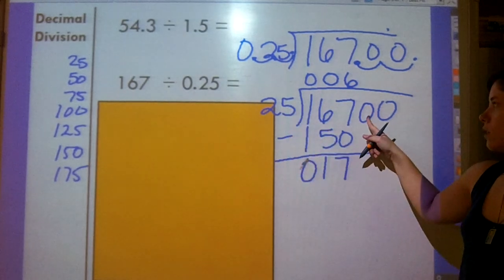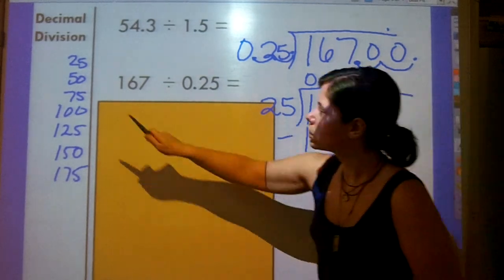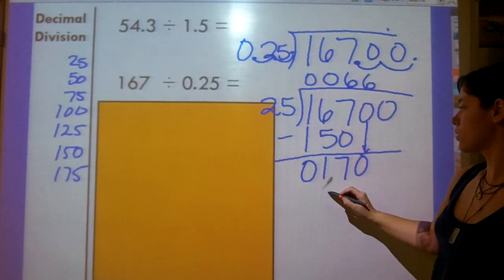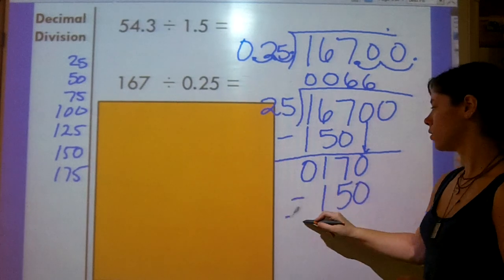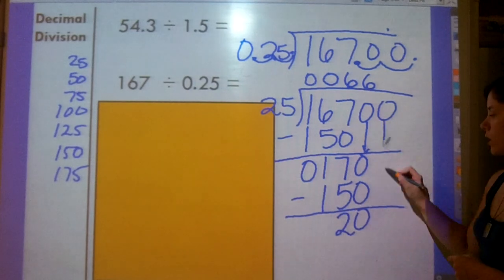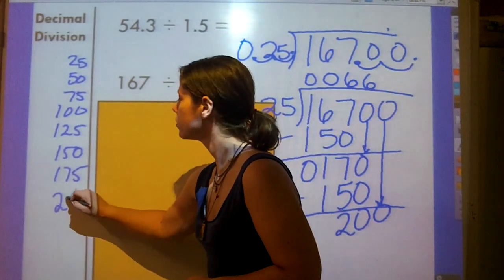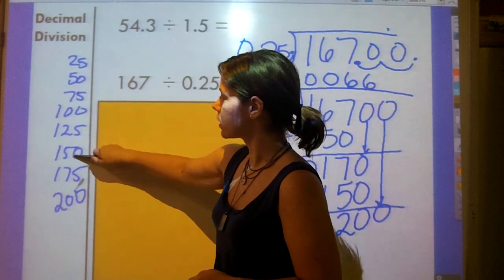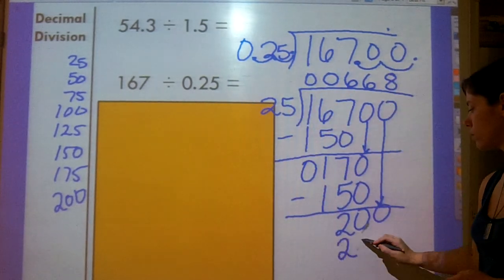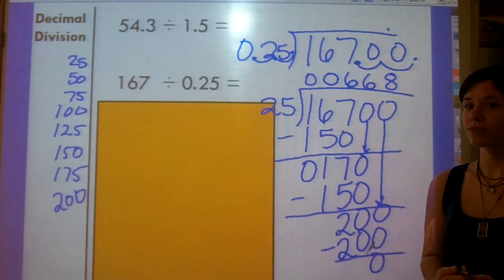25 doesn't go into 17, but I have a 0 I can bring down. It goes into 170, 1, 2, 3, 4, 5, 6 times, because 25 times 6 was 150. I'm left with 20. 25 doesn't go into 20, but I have another 0 I can bring down. 25 goes into 200 1, 2, 3, 4, 5, 6, 7, 8 times. And 25 times 8 is 200. So I'm finished.